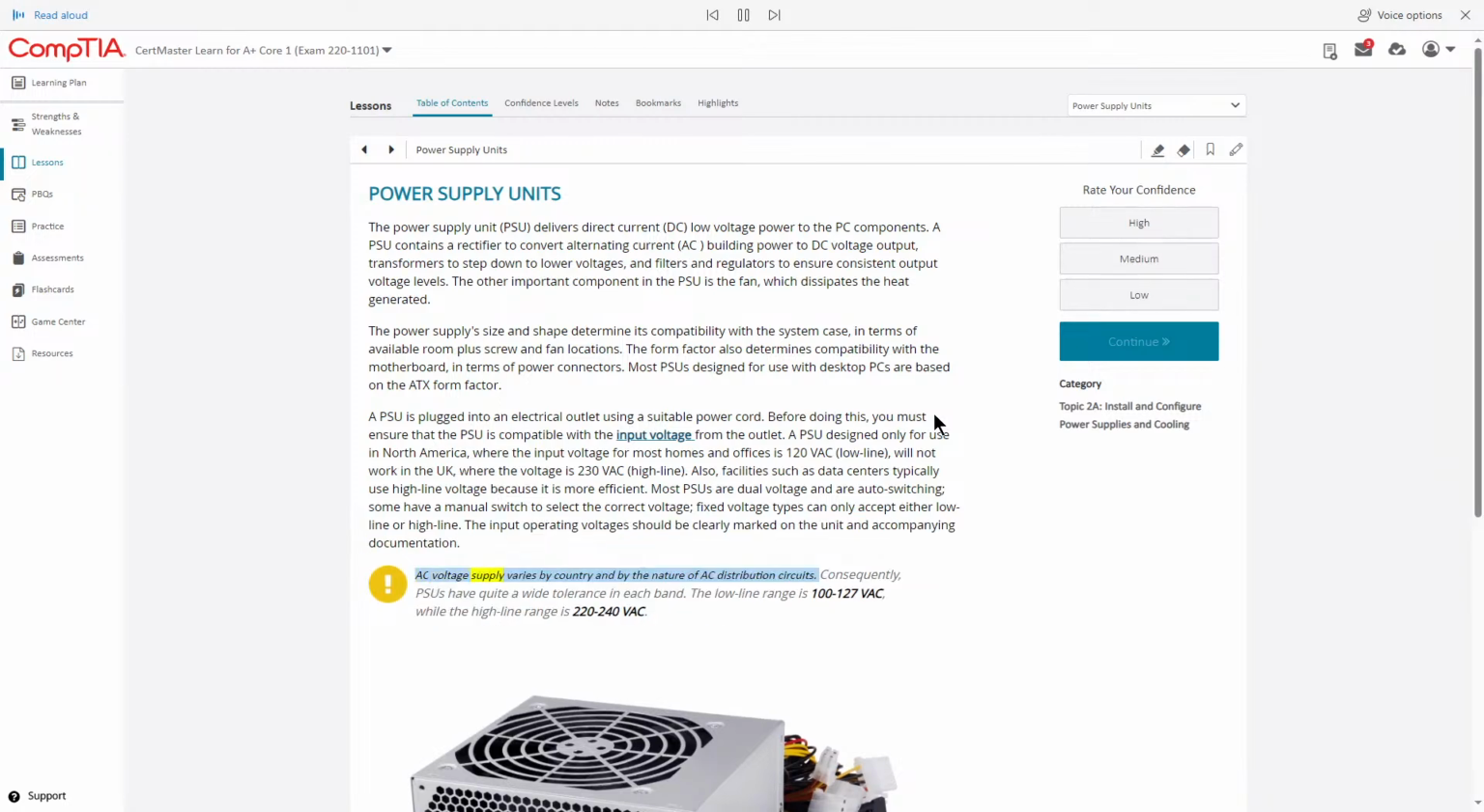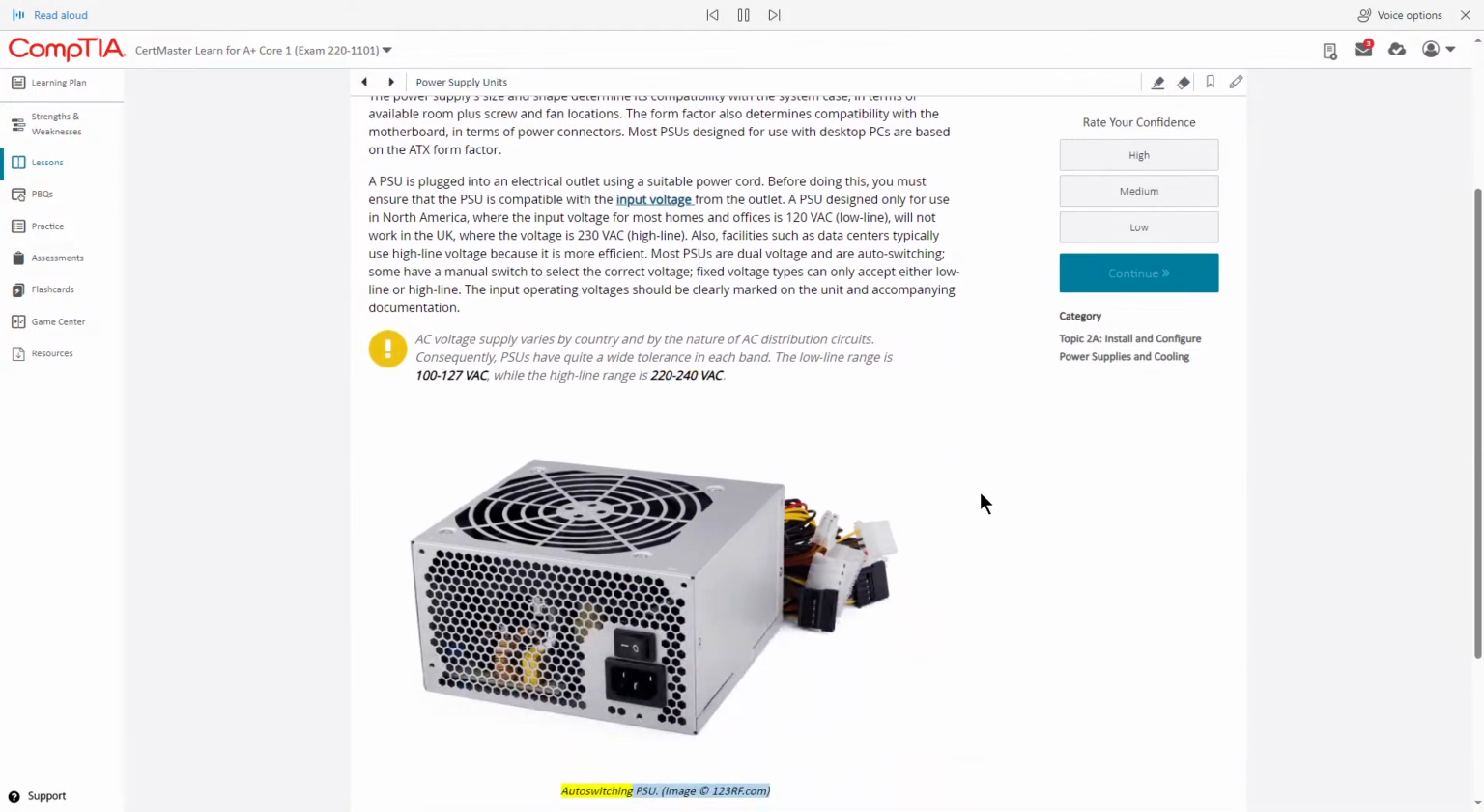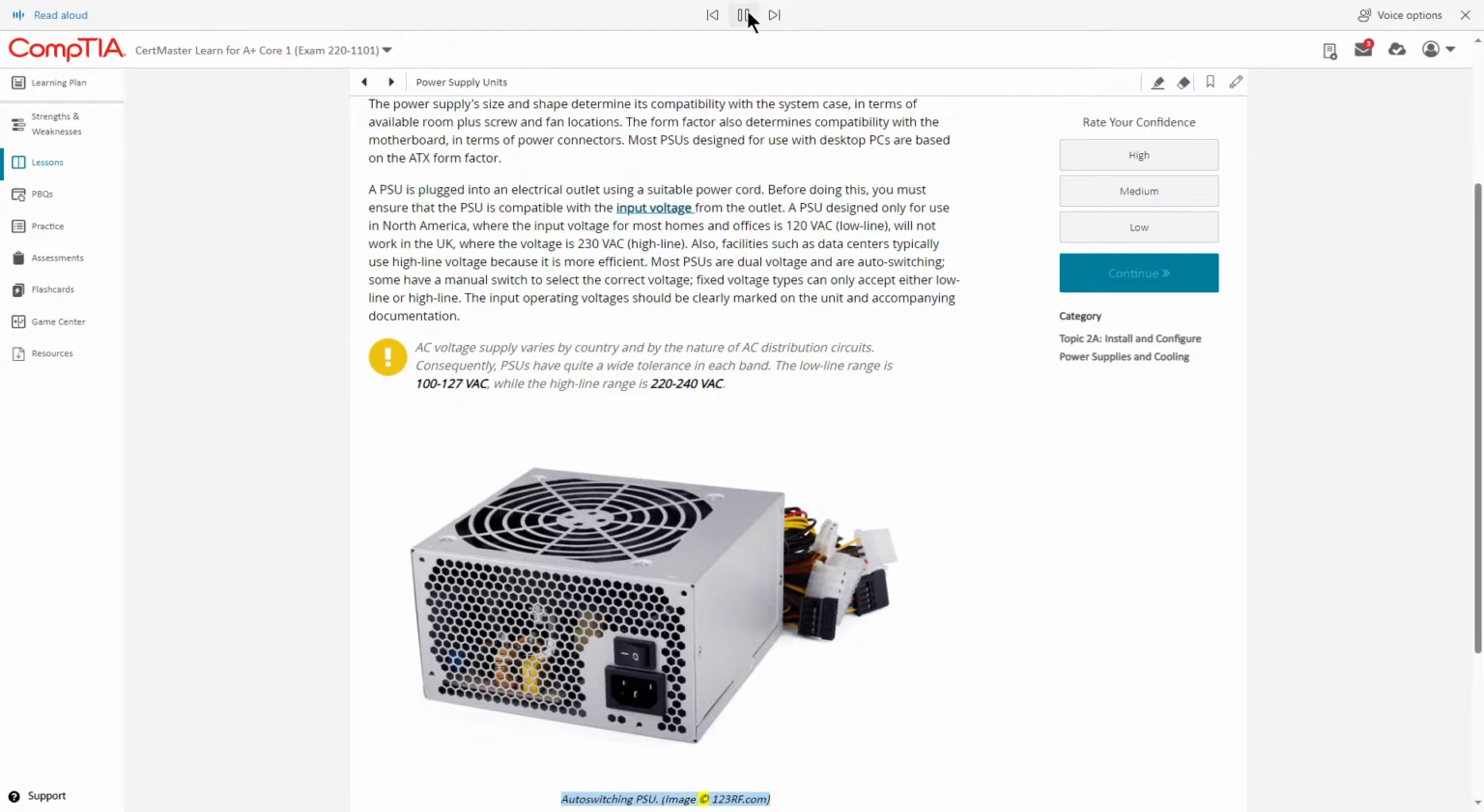AC voltage supply varies by country and by the nature of AC distribution circuits. Consequently, PSUs have quite a wide tolerance in each band. The low line range is 100 to 127 VAC, while the high line range is 220 to 240 VAC. Auto switching PSU.